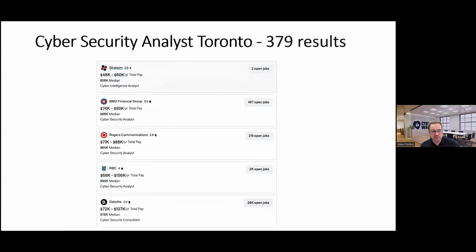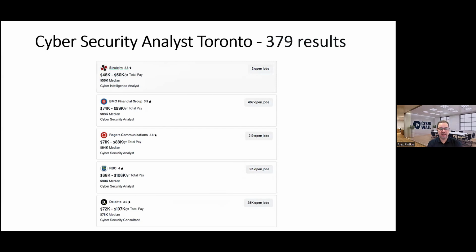I just copied this again from the website: which companies are trying to hire cybersecurity analysts right now? For those who are not from Canada, these are the biggest Canadian corporations. Stratagem is one of the biggest cybersecurity companies. It was acquired by Bell just a month ago, so when you see Stratagem, it's actually Bell.